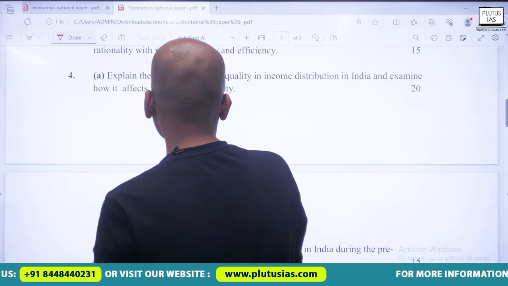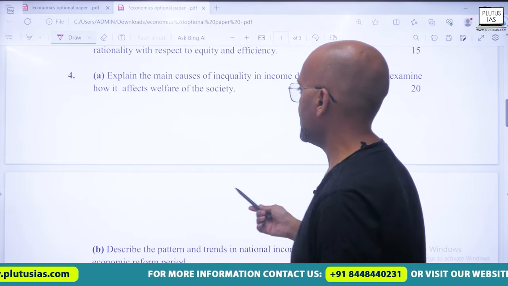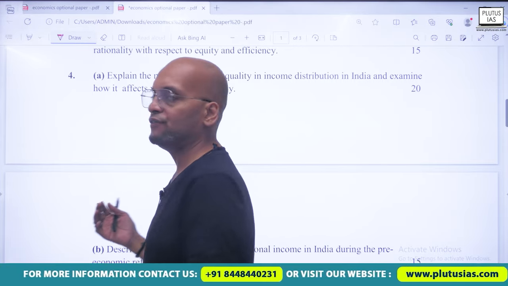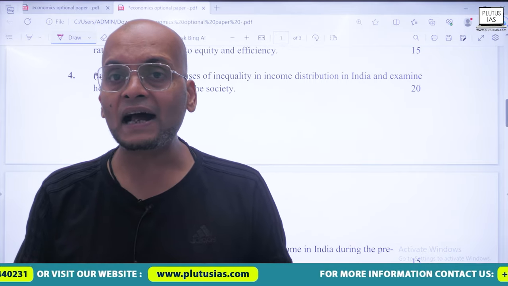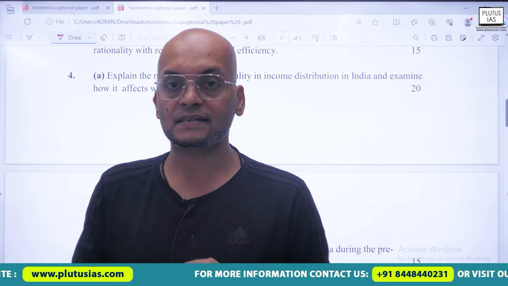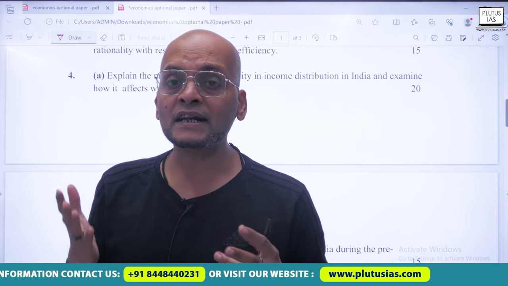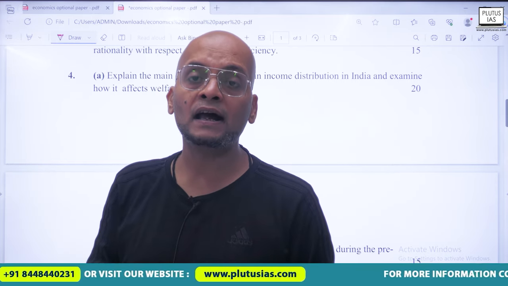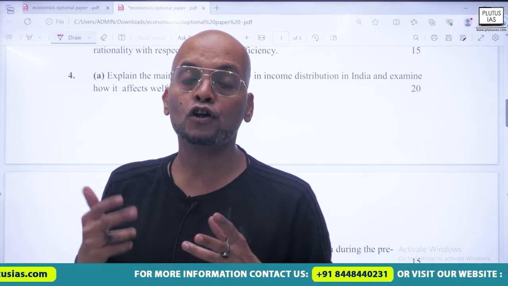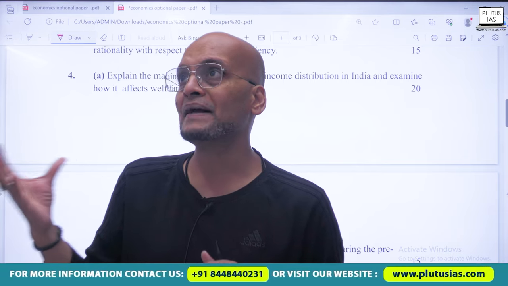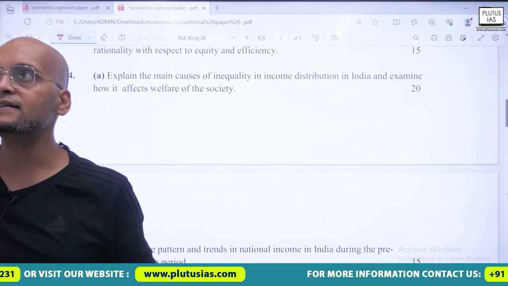It is saying, explain the main causes of inequality in income distribution in India and examine how it affects welfare of the society. So the question is asking us why there is such a tremendous difference in income distribution in India. That means, why are the rich so rich and why are a few people so poor that they are not even able to have food twice a day? So what are the main reasons for it? Why is this the case in India? That's what the question is asking us.